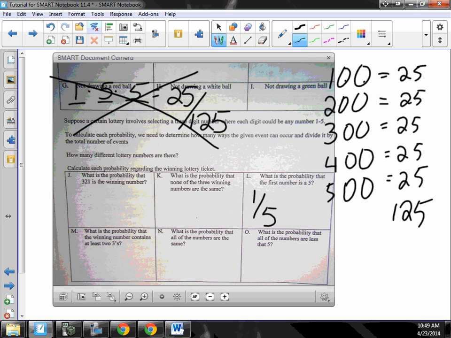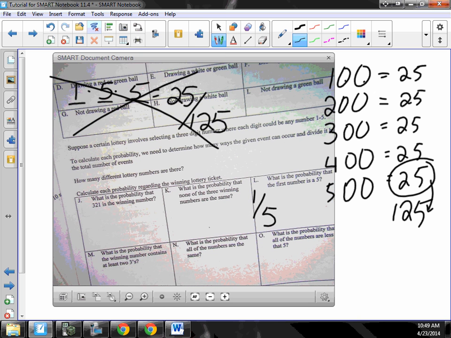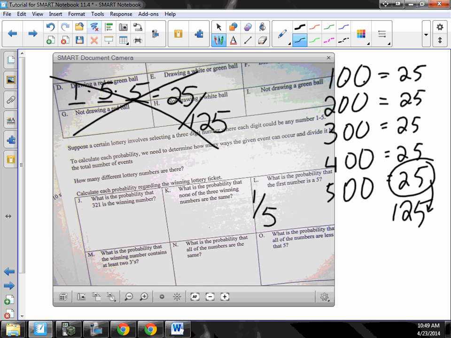So we could have said, oh, 25 over 125. But Robbie's smarter than that. And Robbie said, wait a minute. There are 5 options for the first number. How many ways are there for the first number to be a 5?